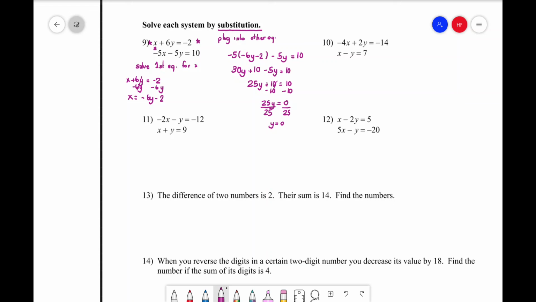So I know what y is, and I need to plug that back into what x was. So this would be x equals negative 6 times 0 minus 2. So x would equal negative 2. So my point of intersection, my solution, would be negative 2, 0.